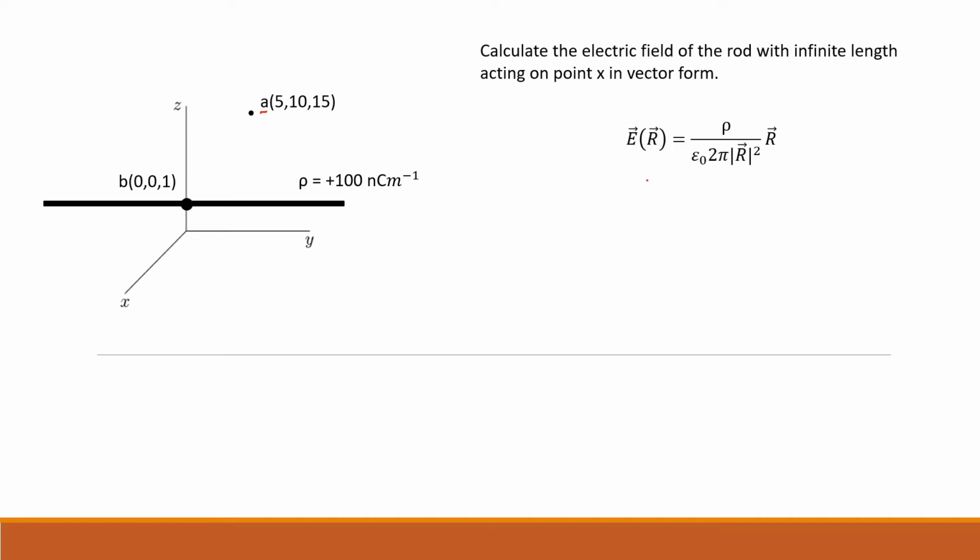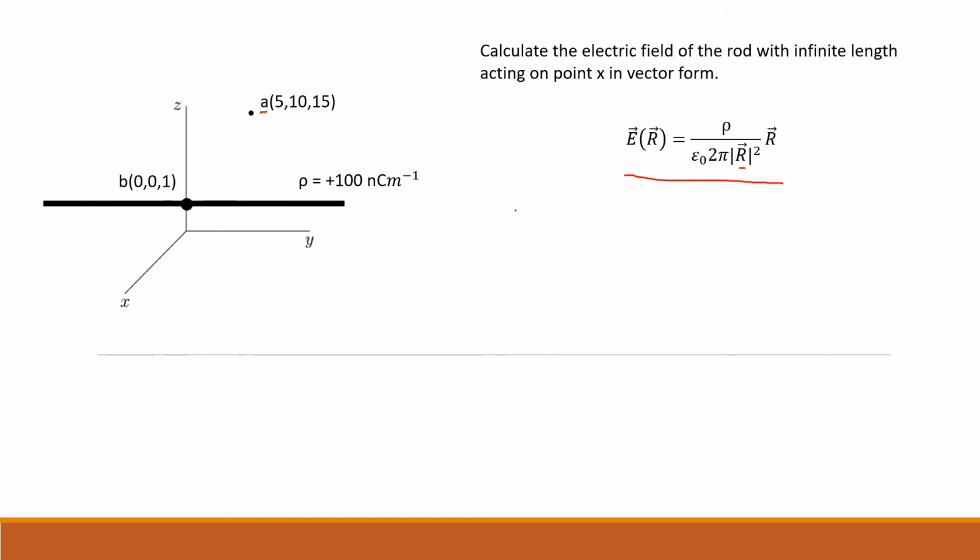Okay, so the formula is given here. It's given in the professor's notes, and he even explained how he got this formula. So if you need clarification, you can refer back to his notes. In this formula, our point of interest is just to find out what the R vector is, because rho is given, epsilon naught is a constant, and that's all about it.